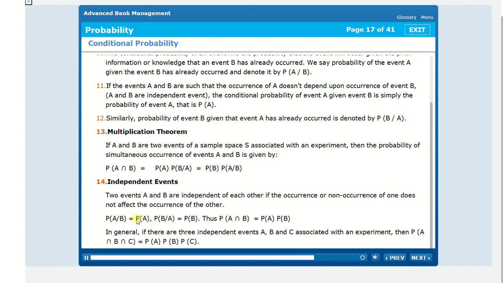P of A given B equals P of A, and P of B given A equals P of B. Thus, P of A intersect B equals P of A times P of B.